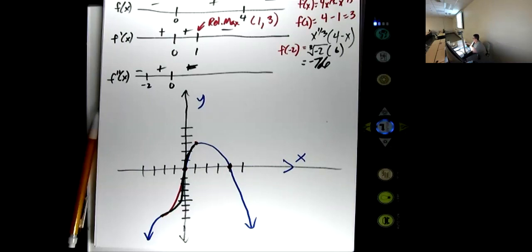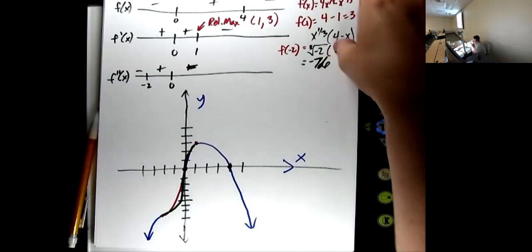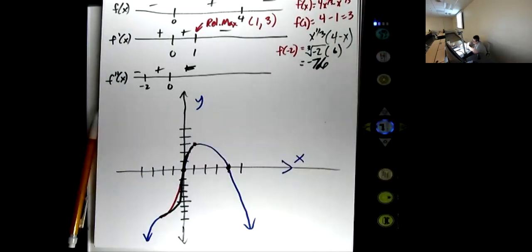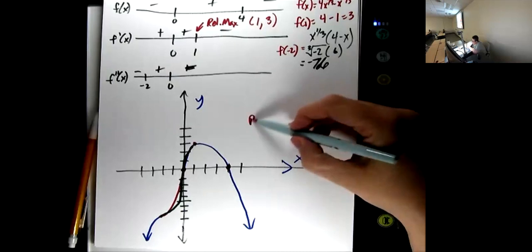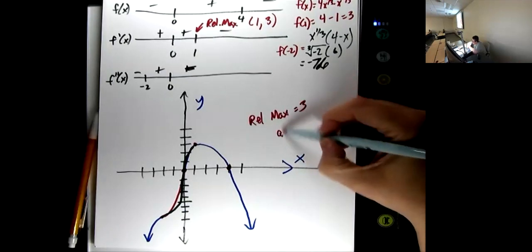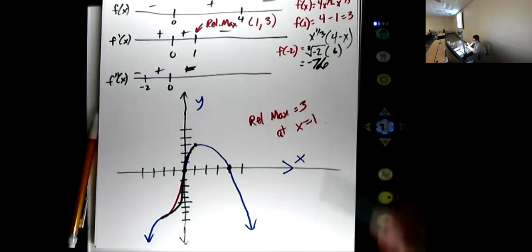Was that fun? Was that everything you'd hoped it would be? All right, so we had one relative max. The relative max was 3 at x equals 1. The max and the min are definitely the y values.